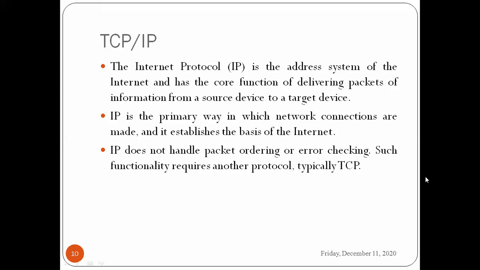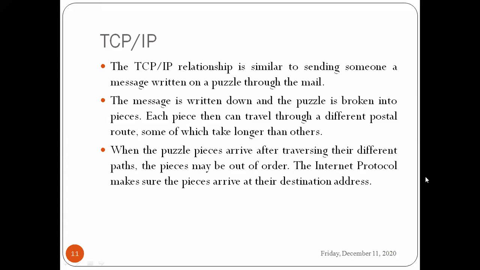So we are just addressing and delivering packets, taking the packet from the source to the destination. Only these two parts we deal with in the IP address. The connections are established by the IP address, but we are not talking about error checking. Such functionalities require another protocol, which is known as TCP. So what is this TCP/IP relationship?